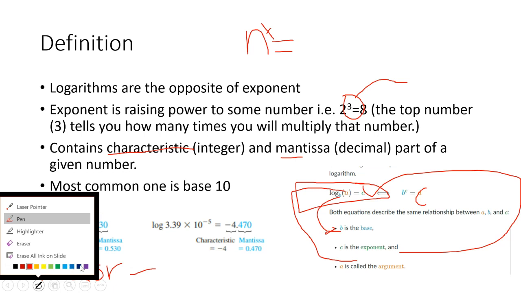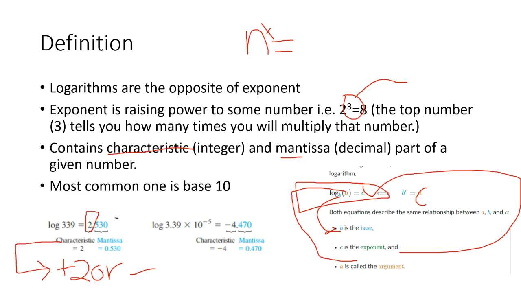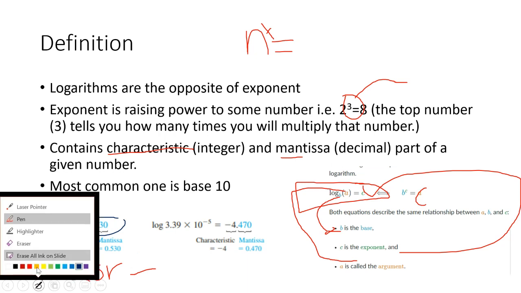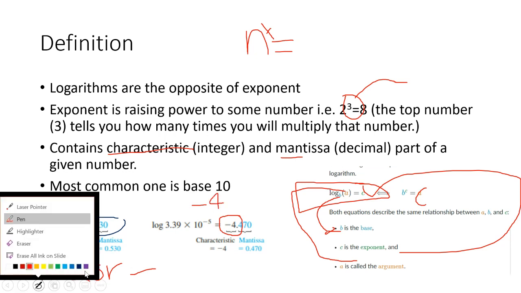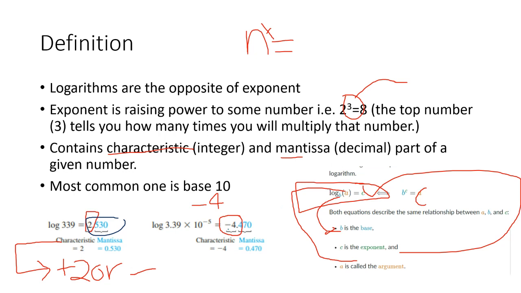Let me put it in a different color. This would be your mantissa. Again, your characteristic can be positive or negative. So that will be your characteristic, negative 4. And then your mantissa would always be the part after the decimal point, which is this 0.40. This will be your mantissa.